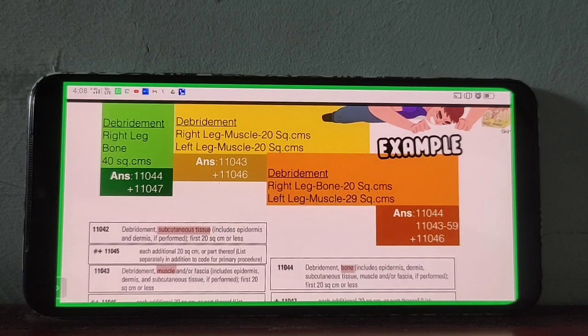11045 into 4. How many 20s? 5. 100 is 20, 20, 20, 20 plus 20. So there are 5 20s present in 100. For the first 20, report 11044, then for the remaining 4 20s, report 11045 into 4. Did you understand now? Yes, ma'am.